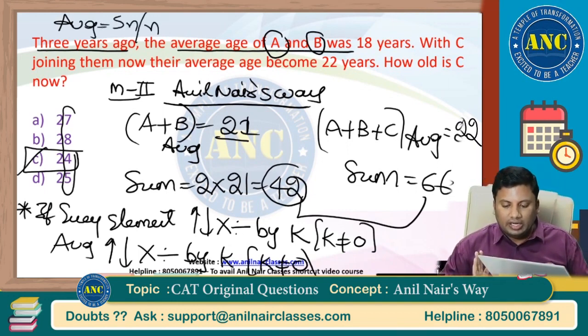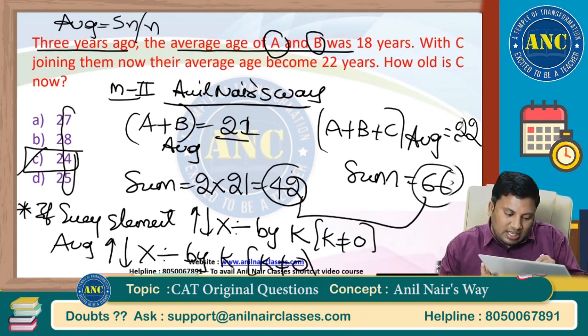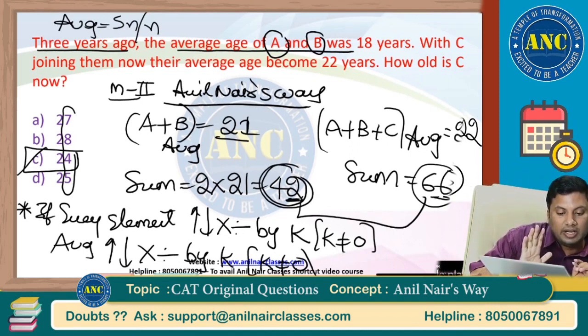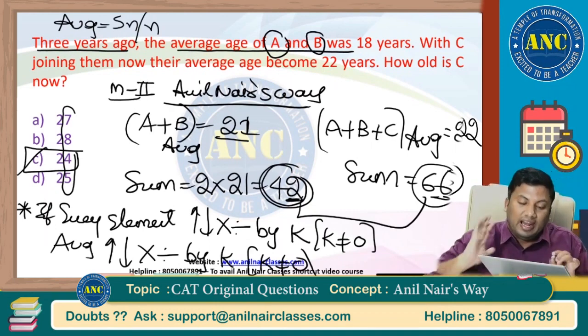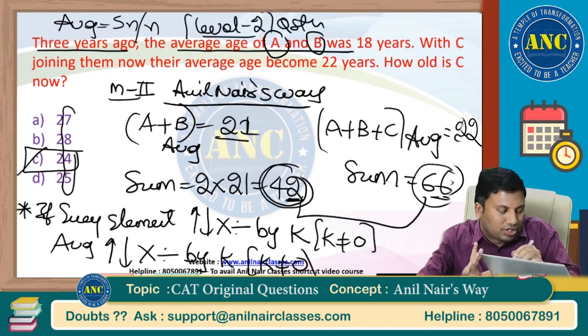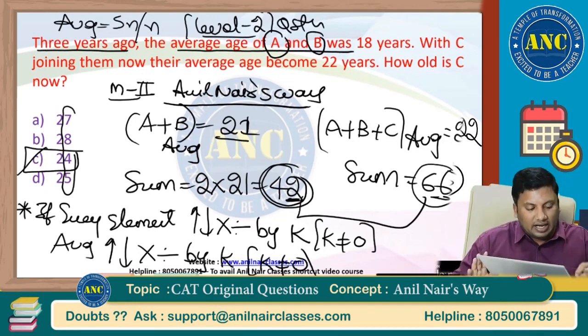C has joined right now. So there are 3 people. Average is 22. 66 minus 42. 6 minus 2 is 4. All the answer options have different unit digits. Answer is 24. Relatively a level 2 question, if you know the concept. I hope it is clear.